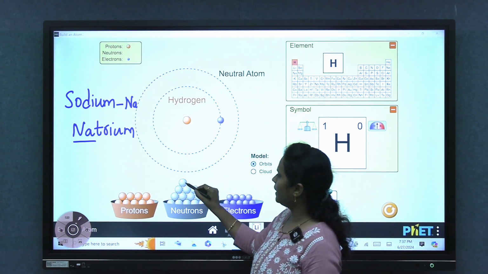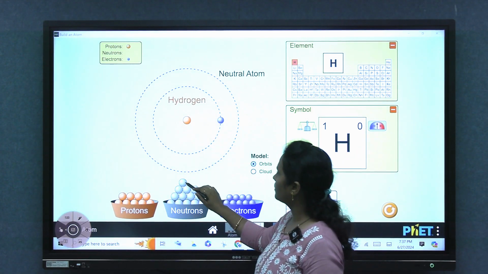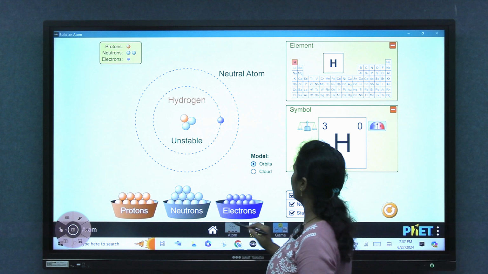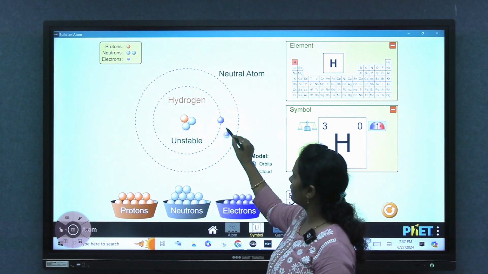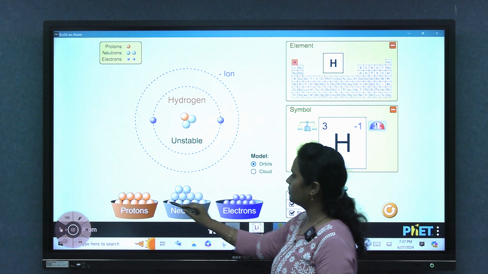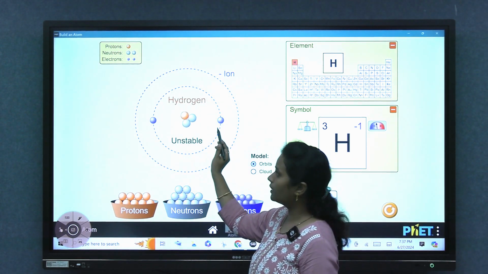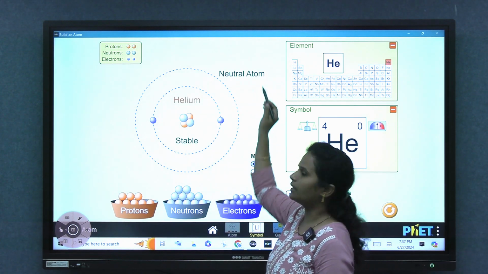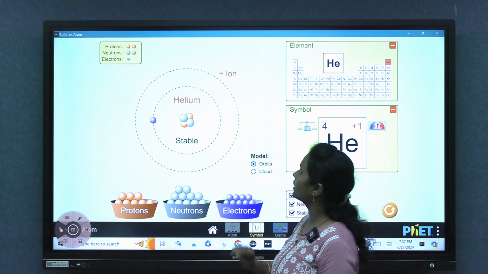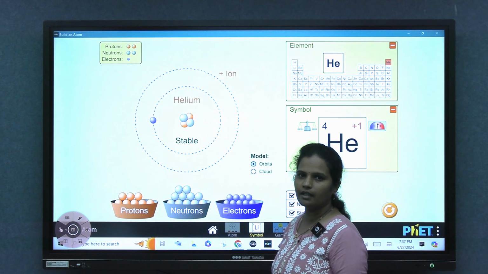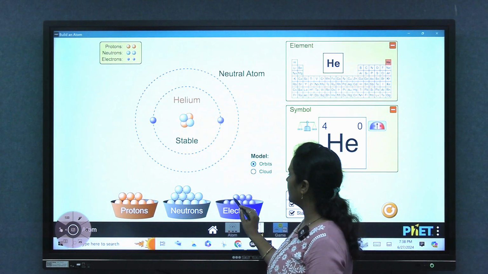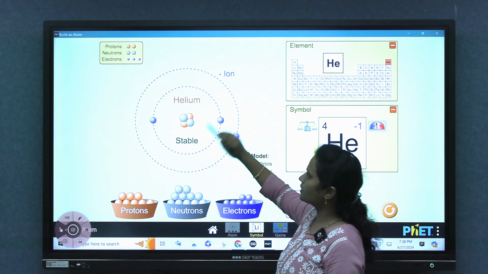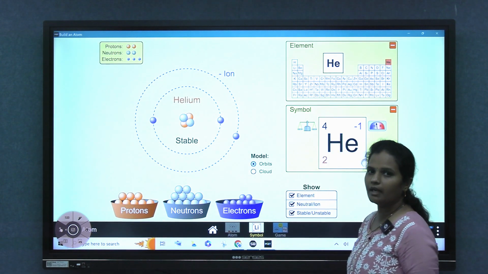Just now I told you about increasing this one. If I am going to add one neutron, you see it is unstable. If I take one electron, it is also unstable. So if two electrons are there, then two protons should be there inside the nucleus. It should be equal. Now it became stable and it is a neutral atom. If I remove one electron, immediately what is the charge you are getting here? Positive. If I add one electron, what is the charge you are getting? That is negative charge. So this is about the symbol of an element and an atom.